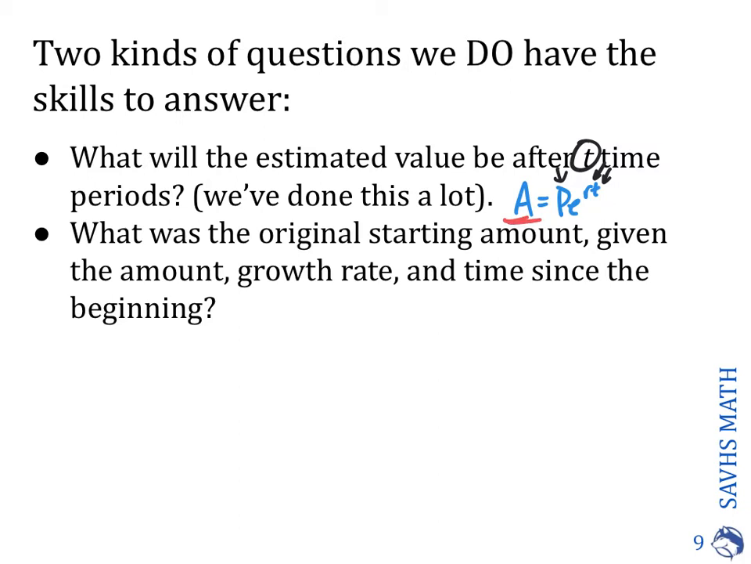We've done a lot of that. We've just put in numbers for T and seen what we got out. That's what I mean when I say find A. The other one is finding P, because P is also something that we can just determine. If we know R and T and A, then we can solve for P.